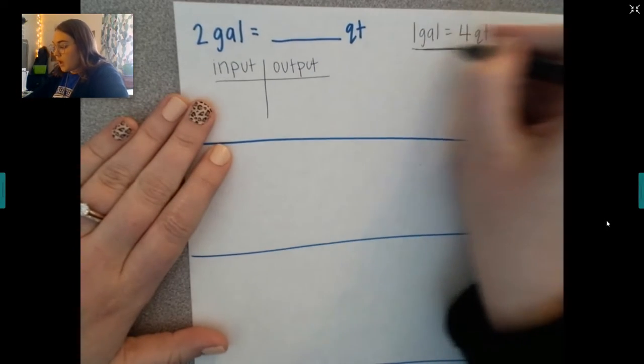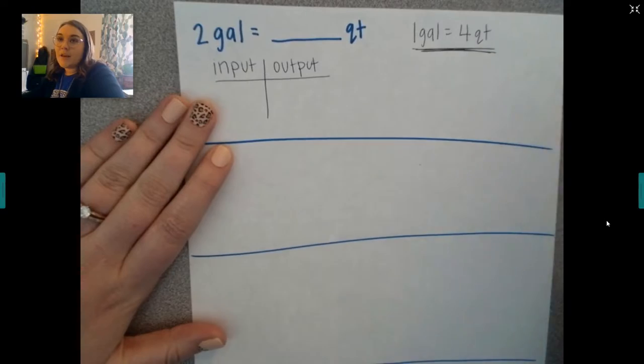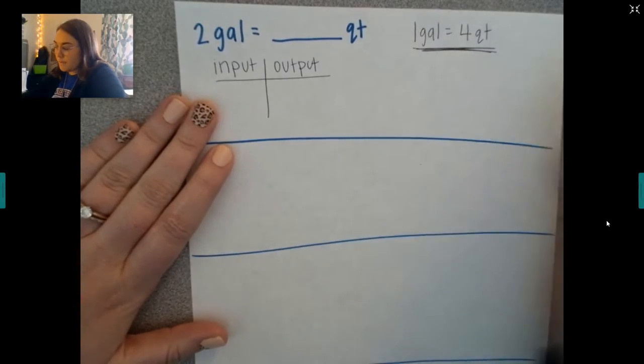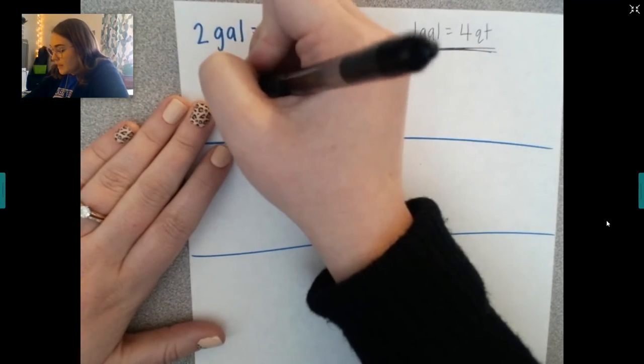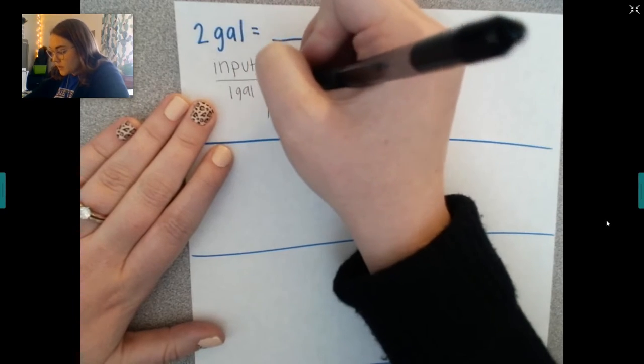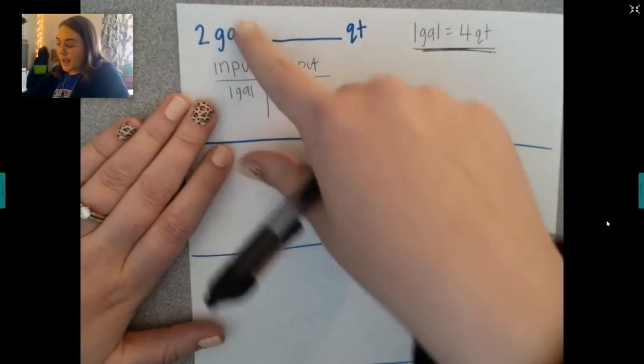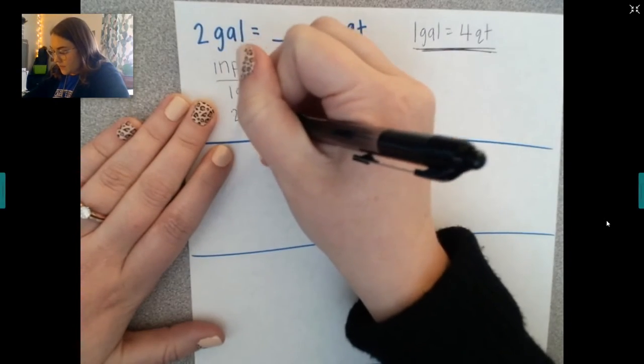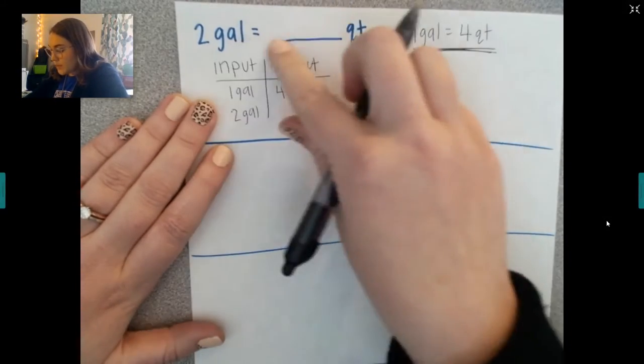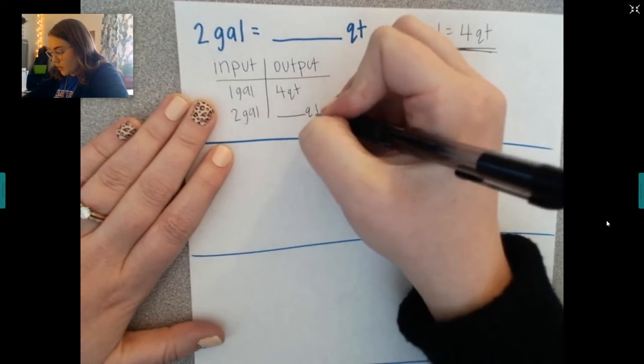So I always start off with my conversion as the first number in my input-output table. So I would start off with 1 gallon is 4 quarts. Always start off with that conversion from your star chart. Then I plug in the problem. 2 gallons equals blank quarts.